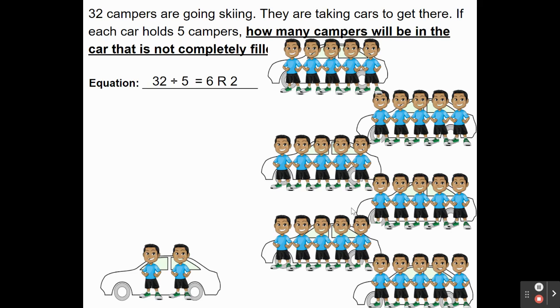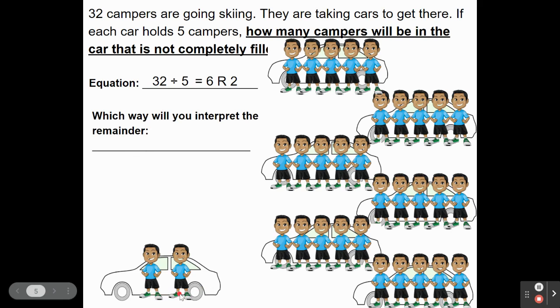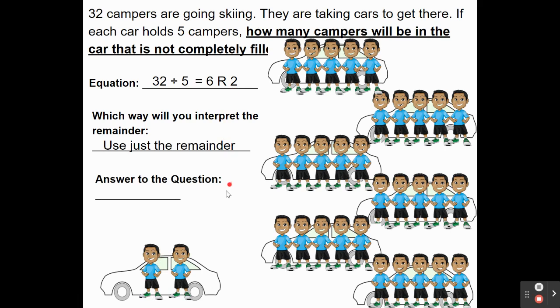So we can see here there are 1, 2, 3, 4, 5, 6 cars that are completely filled, and then a 7th car which is partially filled. Well, let's look at the question. It says how many campers will be in the car that is not completely filled? So if we look, we can see this car is the only car not completely filled. And we can see there are 2 campers. So if we look at our equation, 2 is our remainder. So we're going to use just the remainder. There are 2 campers, 1, 2, in the car that is not completely filled.